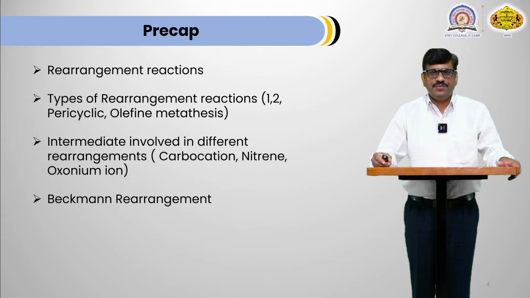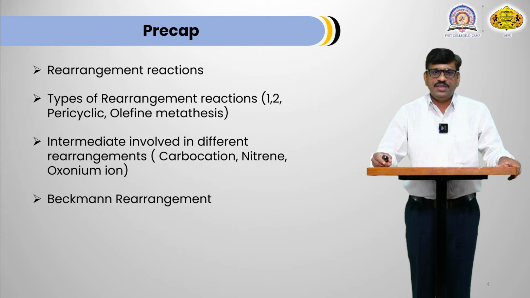We have seen different types of rearrangement reaction. In that, 1,2 rearrangement is the major type of rearrangement. Then we saw pericyclic rearrangement. In pericyclic rearrangement, there is simultaneous movement of sigma as well as pi bonds. Then we saw olefin metathesis. In olefin metathesis, exchange of alkylidene groups between two different alkenes takes place.